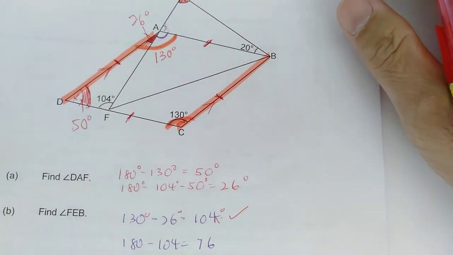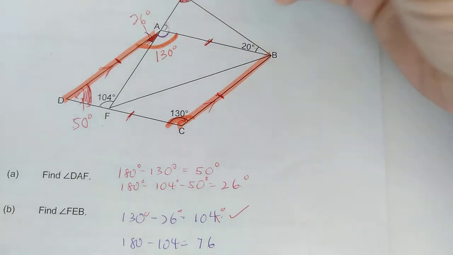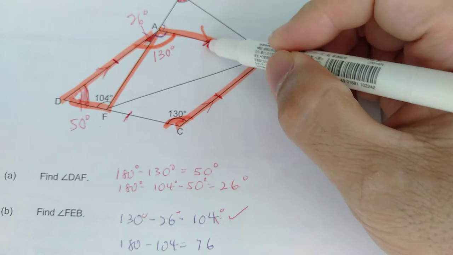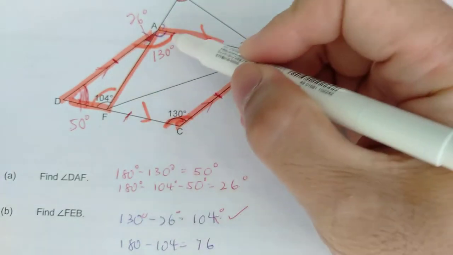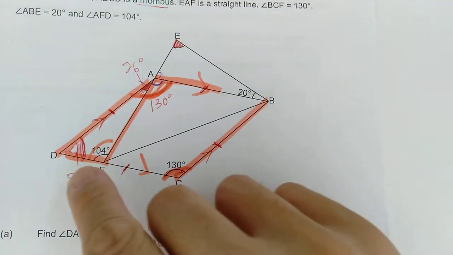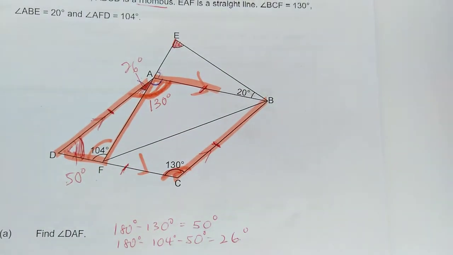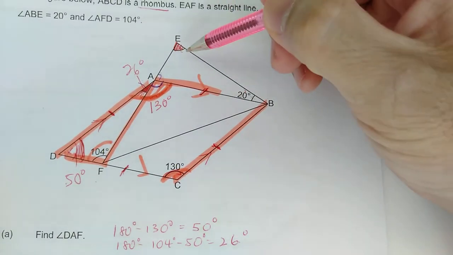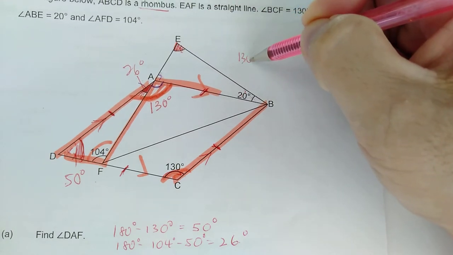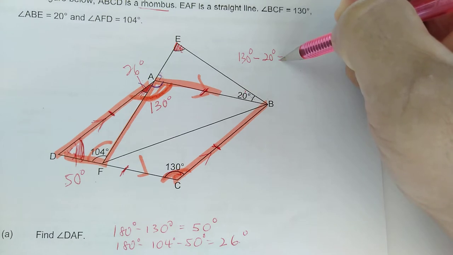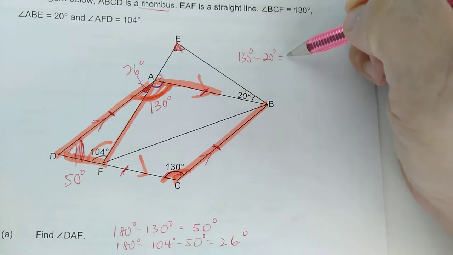Now for those in my class who also learn about these different shapes, you have this Z shape here, or inverted Z shape here. See, these are also parallel lines. So if this is 104, this is also 104. Okay, now let's try the first method, which is this exterior angle is equal to the sum of these two angles. Therefore, to find this angle is simply 130 degrees minus 20 degrees, and you have 110 degrees, is that correct?